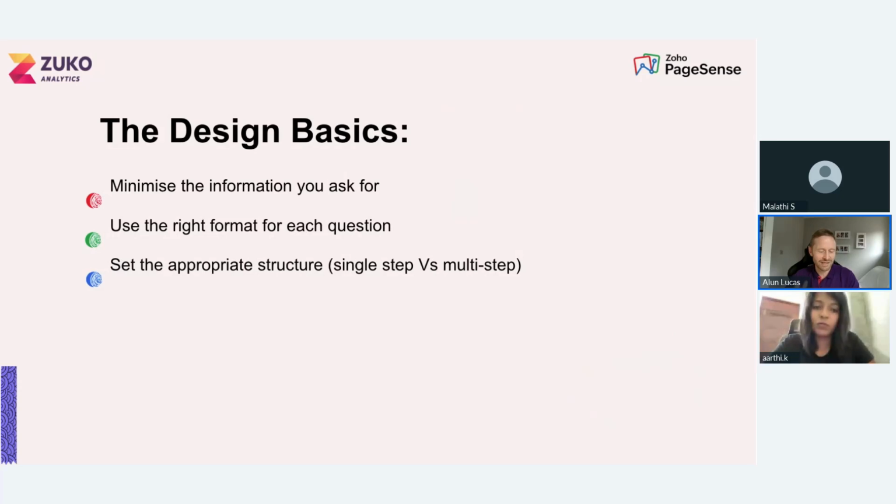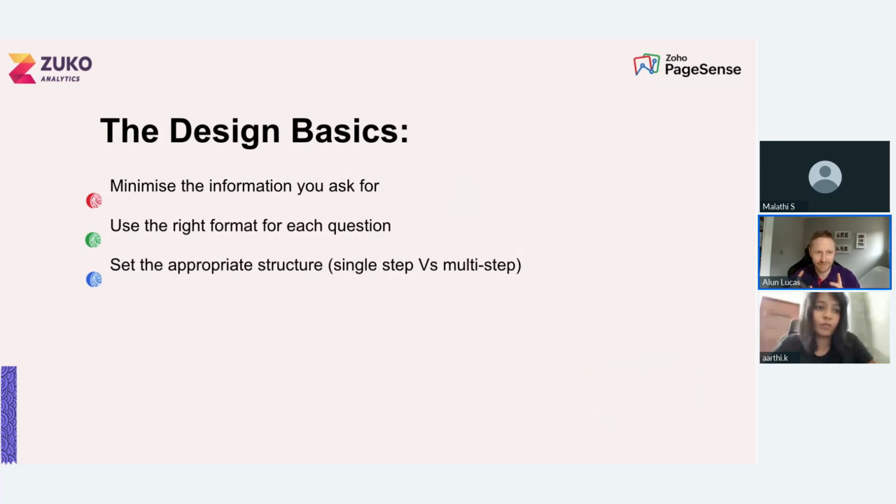So basically, every time you add a question to your form, there's more chance for the user to drop out. Even if it's just a small proportion, it adds up. If you're asking 10 extra questions and 1% drop out on each of them, that's 10%. You don't want that. Next thing is think about the right format for each question.